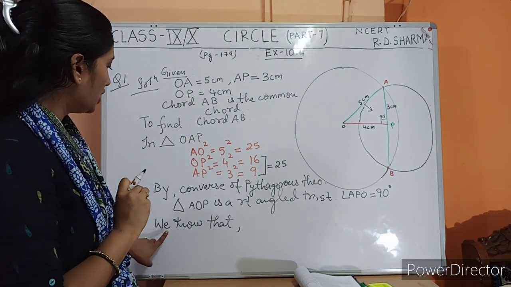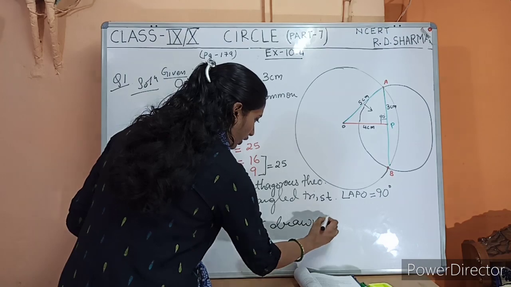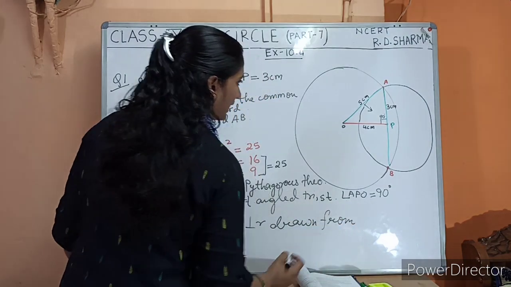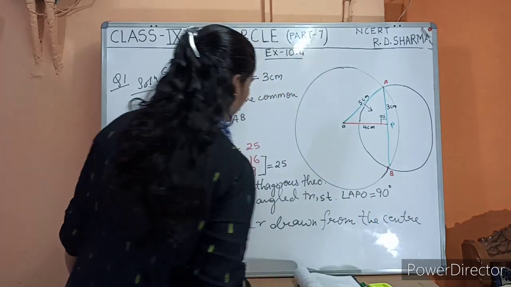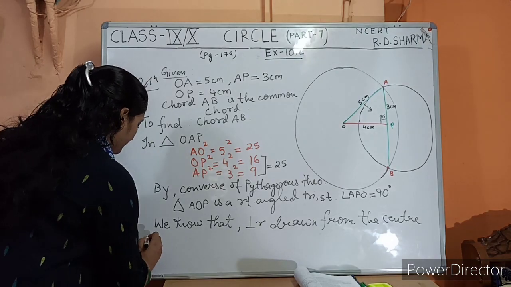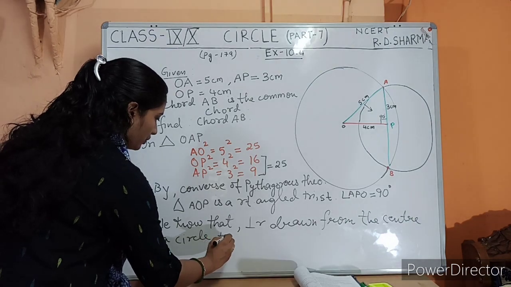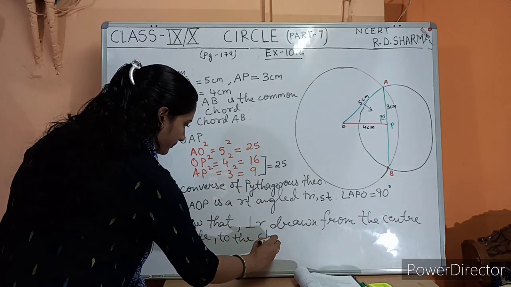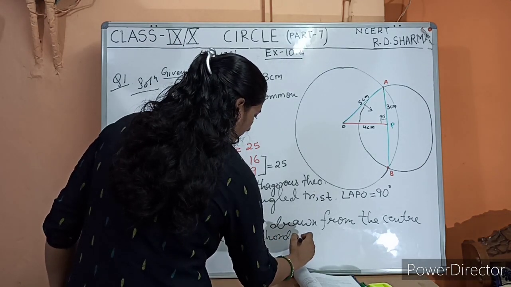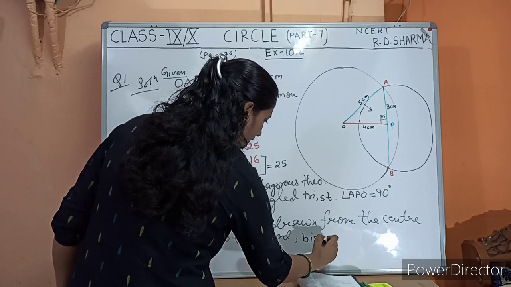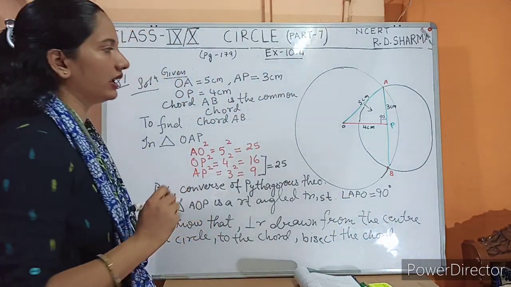You may check it out. So we know that the perpendicular drawn from the center of a circle to the chord must bisect the chord. So this property, this theorem, we already know.